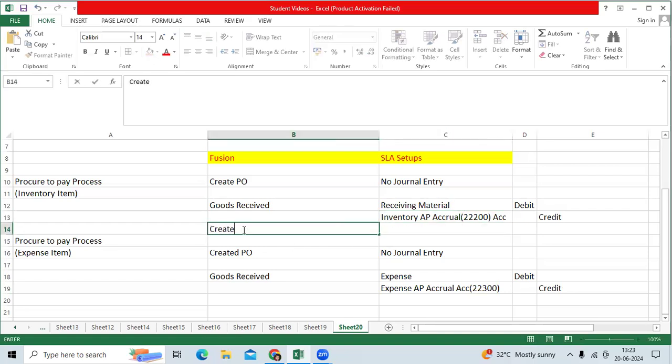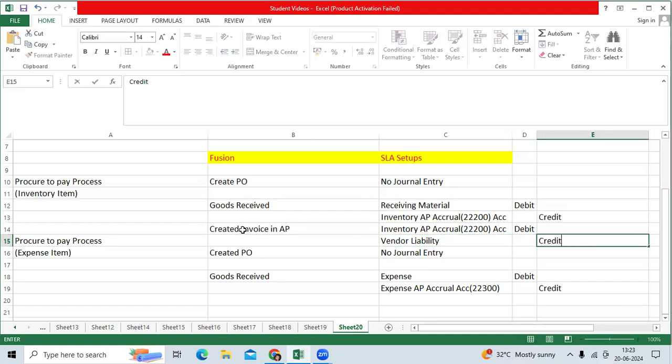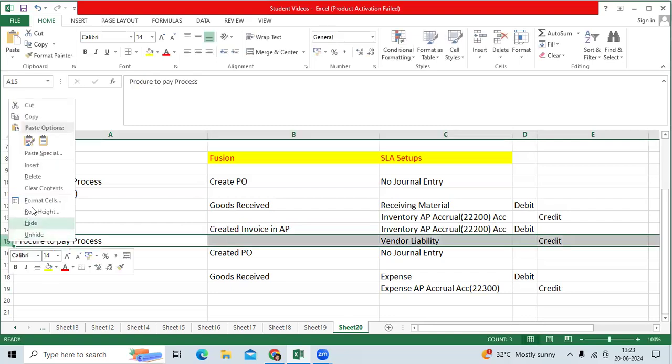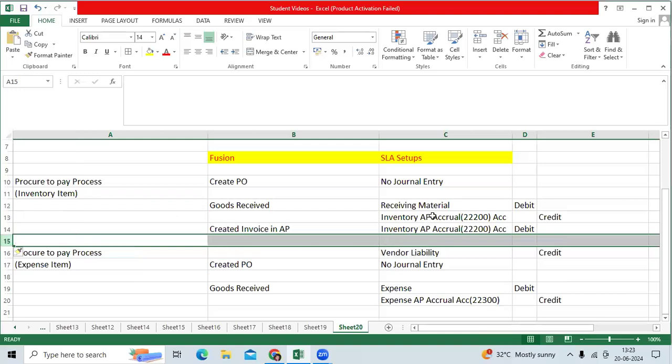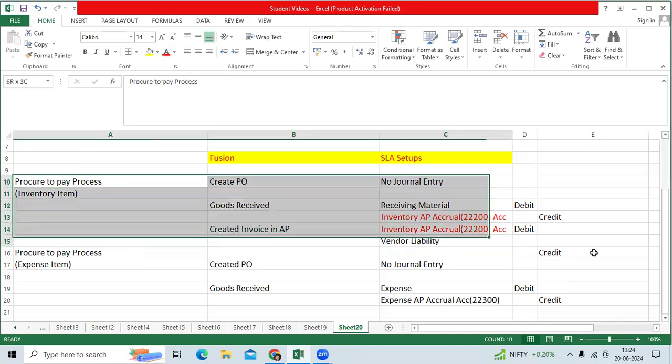Suppose you created the invoice in AP: the same inventory AP accrual debit, vendor liability credit. So your accrued accounting will be knocked off in GL. One is the credit from the receiving entry, and one is the debit from the invoice. Right. So at invoice creation time, the liability defaults from the vendor side. This is for an inventory item.